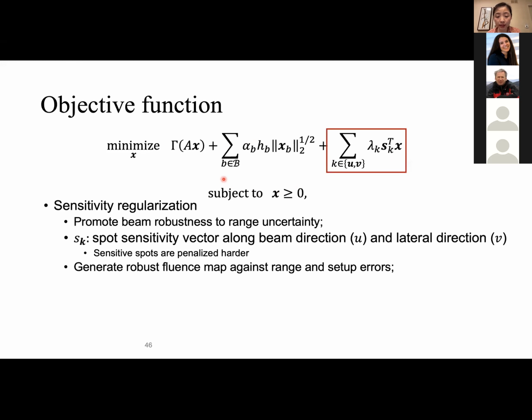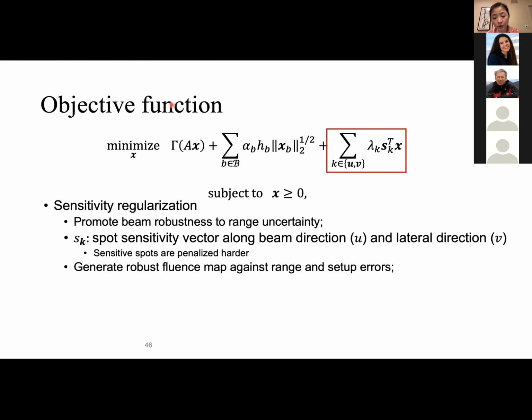errors. Here, SK or SU or SV, they are the spot sensitivity vectors along beam direction and the lateral direction. We derive this by calculating the gradient between the adjacent spots. And so for one spot, if the sensitivity value of that spot is high, that means that the spot is more sensitive to these uncertainties, and we are penalizing these spots harder. So one difference we can see is we don't have any worst case method here.